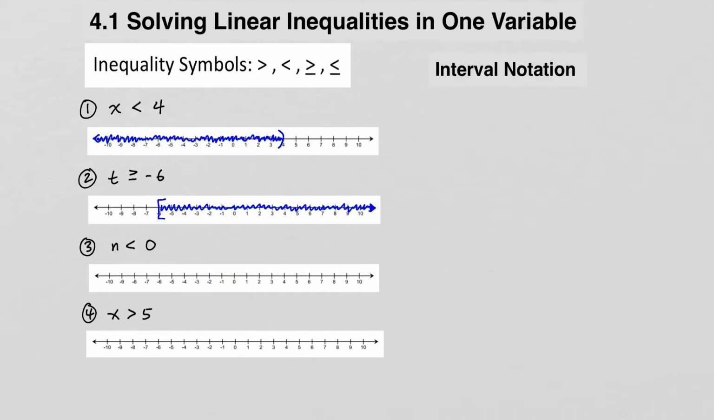And the square bracket means that it is included. And also notice that the parentheses or the bracket always opens toward the shading.